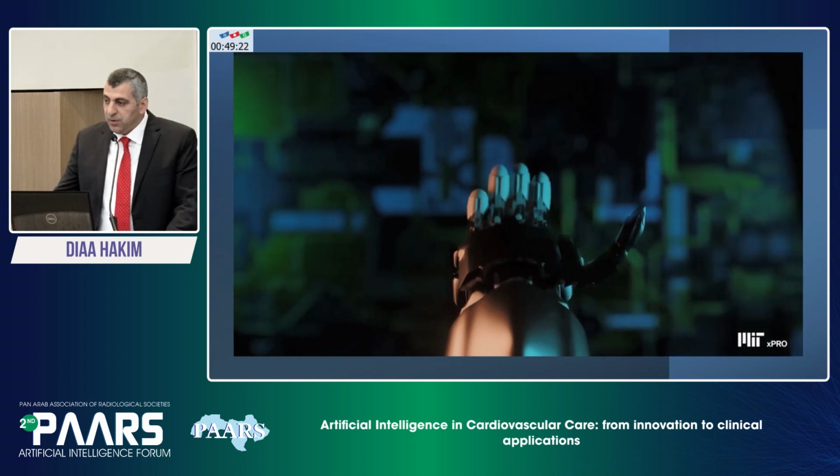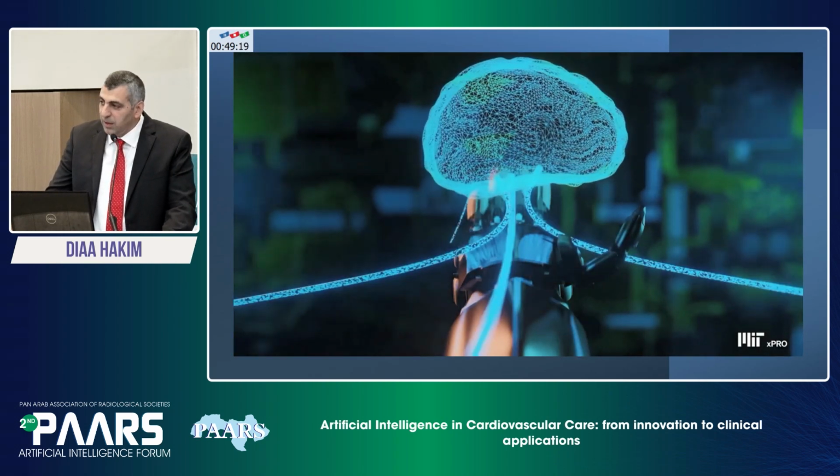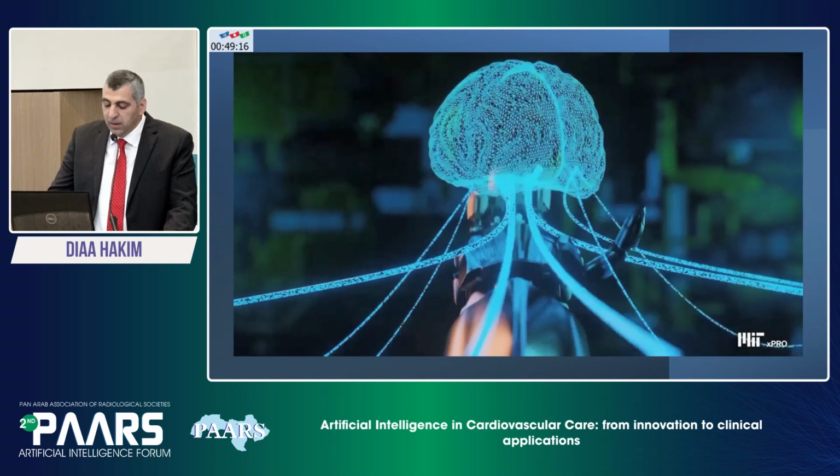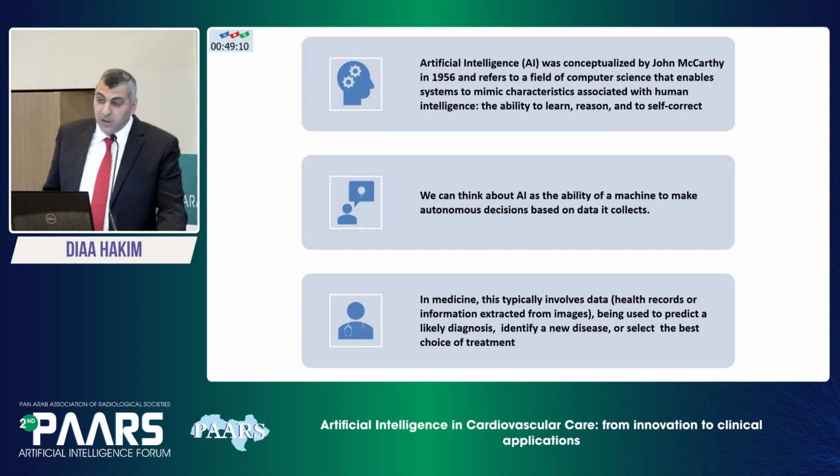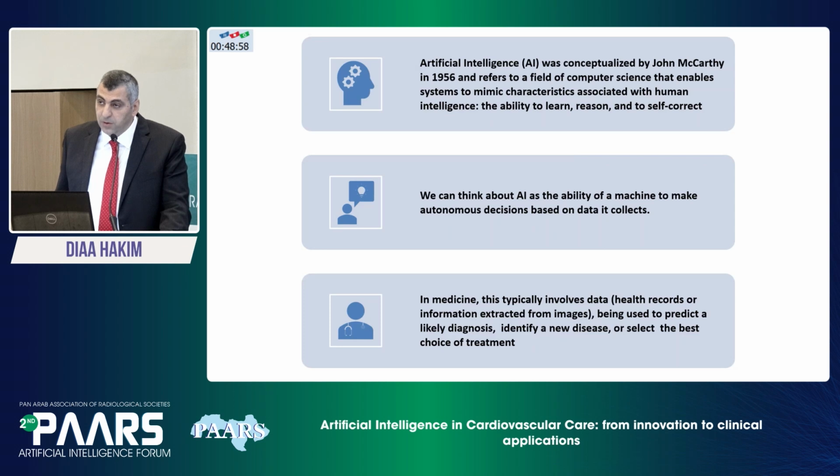As you know, artificial intelligence was conceptualized by John McCarthy in 1956, and it implies the computer science in which we try to train the computer, the machine, to think, reason, and react as a human brain. We can think about it as the ability of the machine to make autonomous decisions based on data. So in medicine, artificial intelligence namely means data, big data, that we derive from electronic medical records or from imaging, and we use it to identify new disease or discriminate between different pathologies, or to help us or guide us in the choice of treatment.